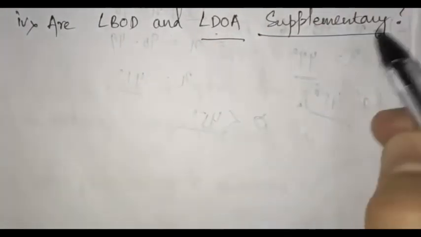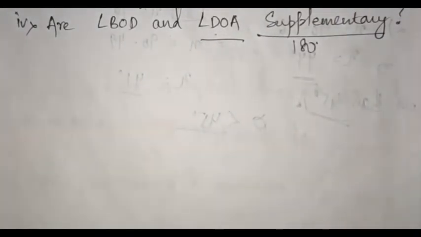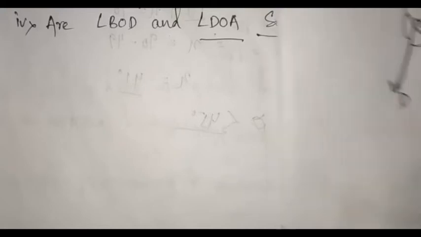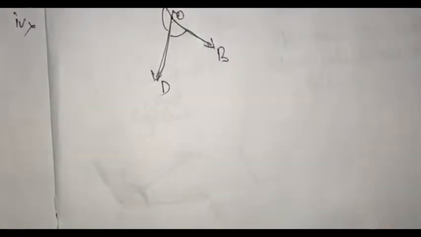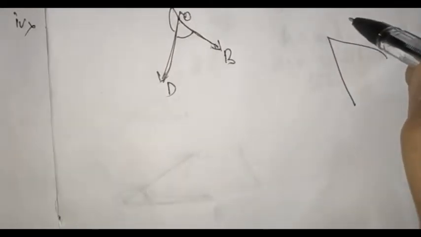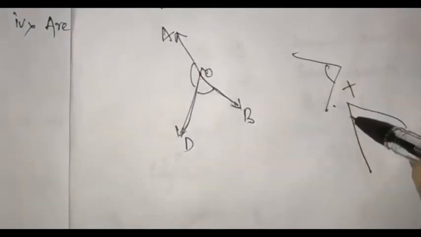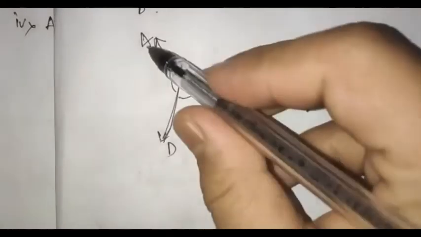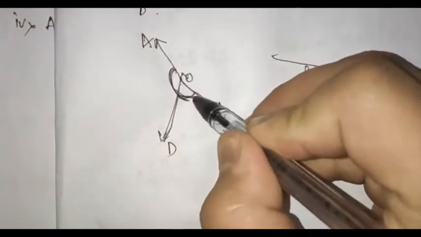So what do you mean by supplementary? Supplementary means when the sum of a pair of angles is 180 degrees. Which means it is a straight line or 180 degrees, which we have discussed in question number 3, right? Similar, no? So can you see here it is a straight line? Yes, BOD and DOA. So when you join these two angles, are they forming a straight angle? Yes, a straight line which is of 180 degrees.